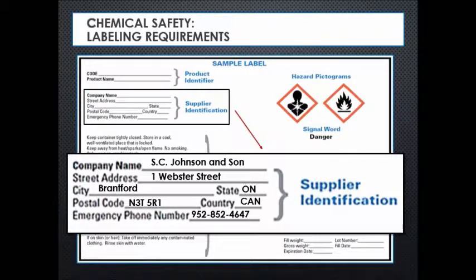The next section is supplier identification, containing the manufacturer's contact information. This includes the name, address, and emergency phone number of the company.